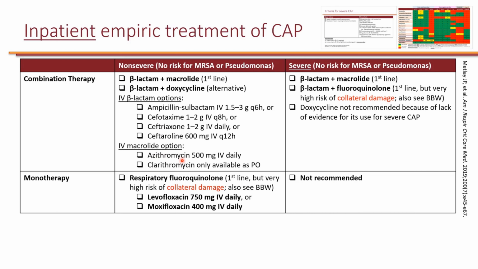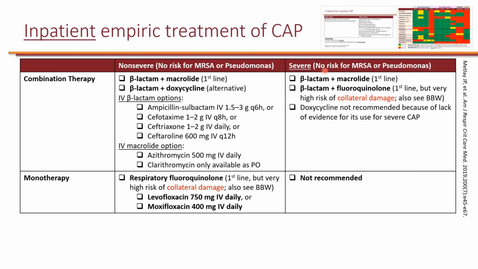And when it comes to macrolides, we have azithromycin. It's the only macrolide available as IV; clarithromycin is only available as PO. Now, alternatively, we can also have monotherapy with a fluoroquinolone. And it has to be a respiratory fluoroquinolone, either levofloxacin or moxifloxacin. So this is also considered first line. But again, keep in mind that this is associated with collateral damage and adverse effects. I should also mention that the beta-lactam plus macrolide is first line, but beta-lactam plus doxycycline is considered an alternative because there is less evidence with doxycycline.